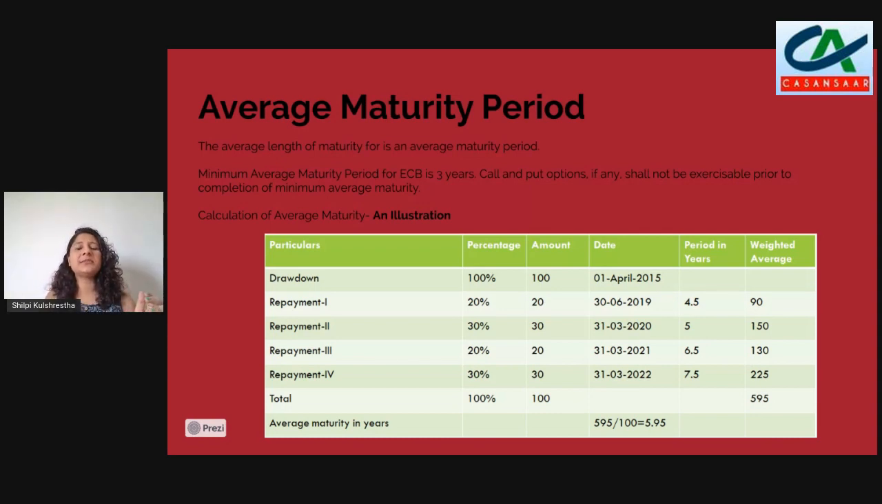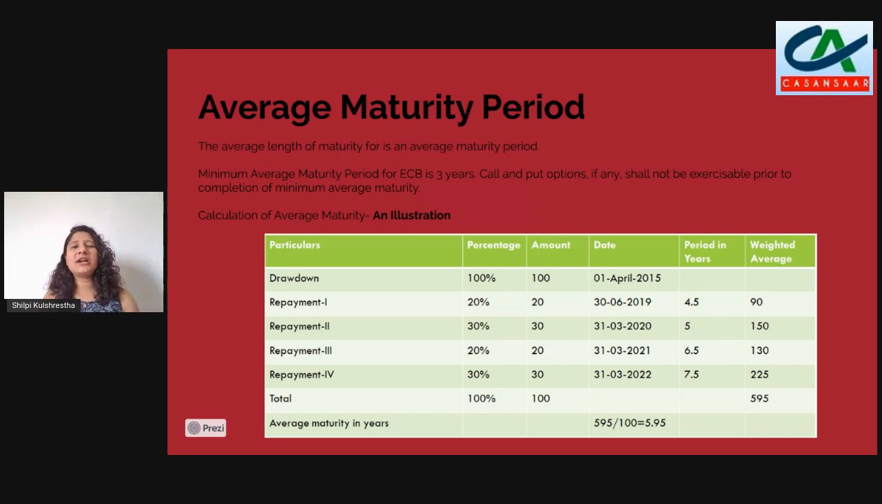It's a very simple concept. It's a weighted average method, which would obviously include your proposed drawdown and proposed repayment dates, and accordingly you can calculate this particular average maturity period. So let's say your drawdown is 100% on 1st April 2015, and your repayment is in 4 tranches, 19, 20, 21, and 22. Through the weighted average method, this period can be derived as the average maturity period for that particular transaction. So accordingly you can decide your repayment, and generally not the drawdown.